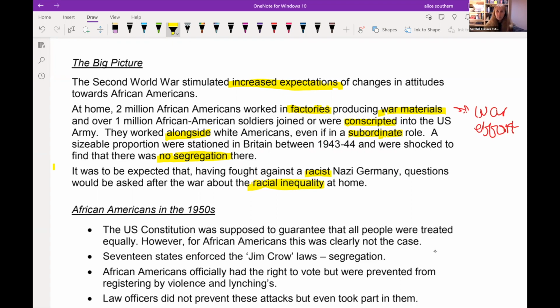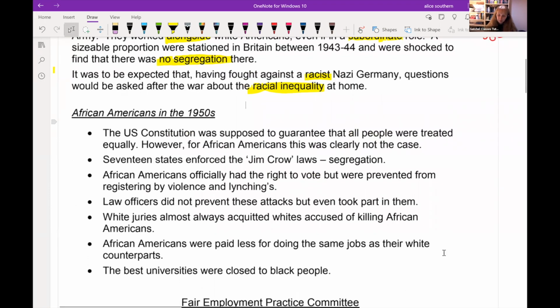Okay, and it very much still existed. There was still this us and them attitude from a lot of white Americans, particularly in the South. So the US Constitution, which is their sort of law book, their rule book, was supposed to guarantee that all people were treated equally. Now, we know the Jim Crow laws are not about equality, all right? So African Americans, it's clearly not the case. They are not treated equally.